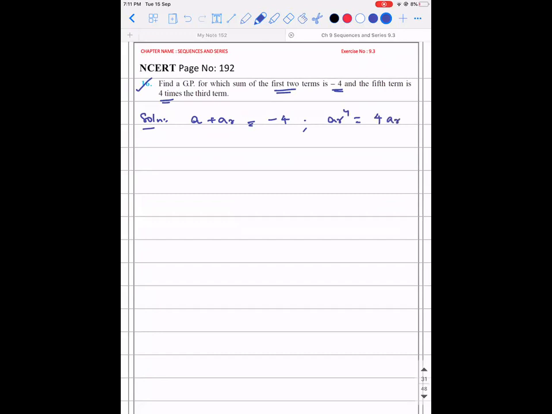Third term is AR square. So A and A are gone. R square will be 4, R will be plus or minus 2. We need to decide what is right. So A into 1 plus R is equal to minus 4. Then if I take R is equal to 2, then A into 1 plus 2 will be minus 4 when R is 2. Then A will be minus 4 by 3.